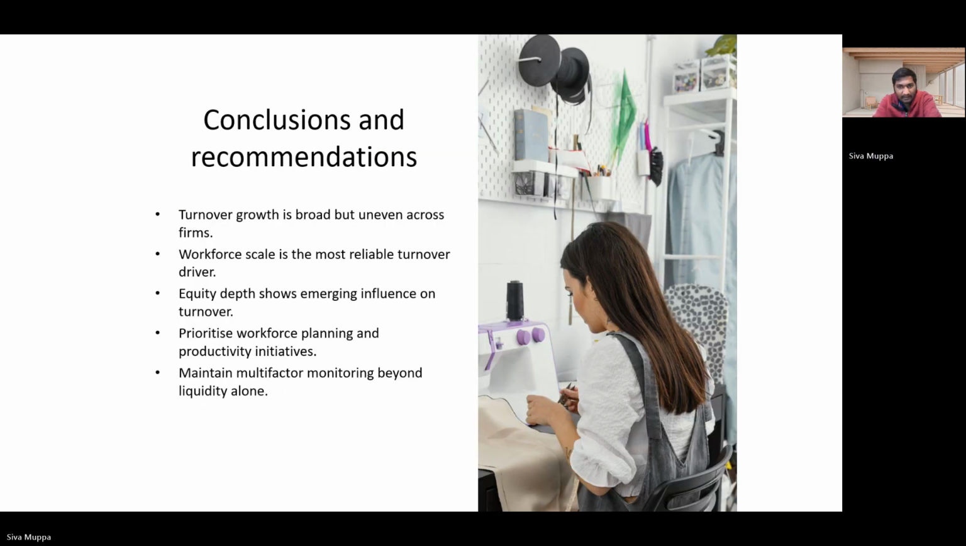Coming to the conclusion and recommendations, the industry grew with unique firm patterns. It has been demonstrated that turnover depends on the most important lever, the number of employees. Shareholders' funds portrays a growing role that is worth keeping an eye on. To balance decision making, the management should match staffing, capital, and profitability measurements in demand-based hiring and productivity programs.